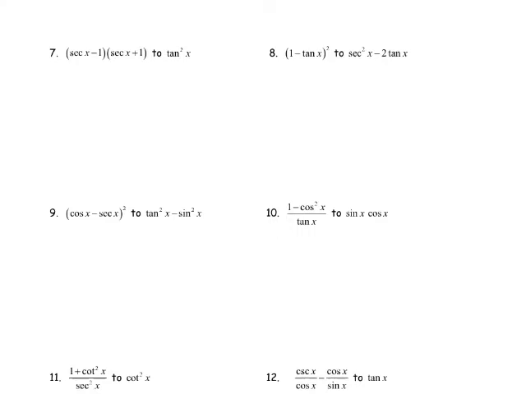Number 7 is a difference of squares. I don't really need to do this problem. So you get secant squared minus 1, which is tangent squared.